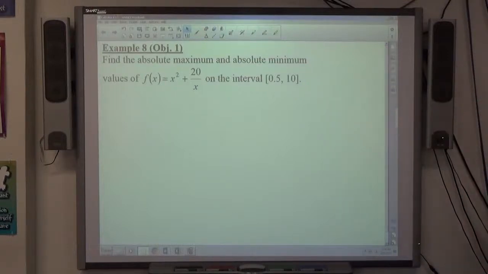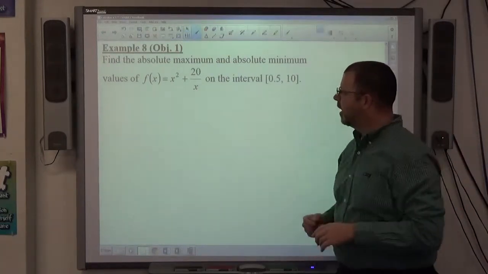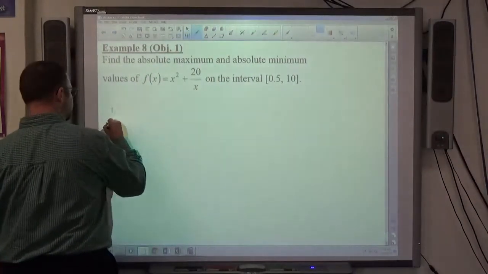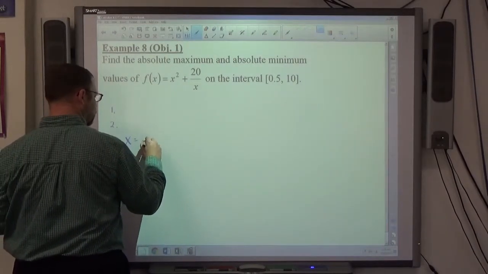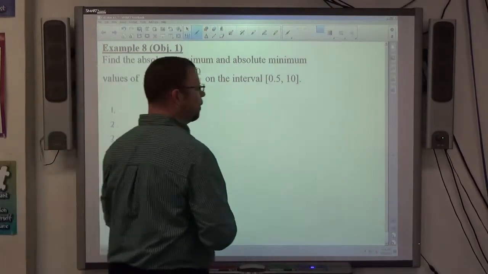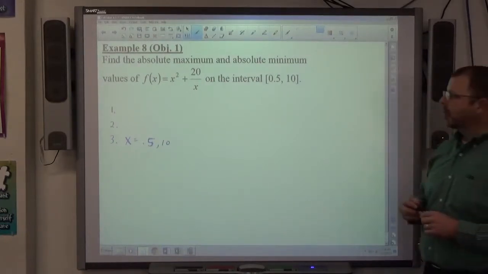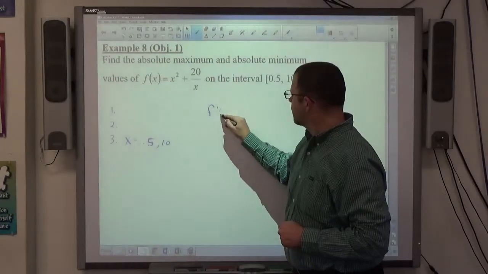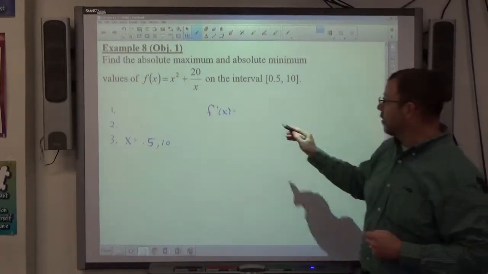Example 8. Find the absolute maximum and absolute minimum of this function on the interval from 0.5 to 10, bracketed again. And again, we have three criteria. So immediately, 0.5 and 10 are critical numbers because they're endpoints. The other criteria we require is a first derivative. So if I go f prime of x equals, I've got 2x obviously for this first one.